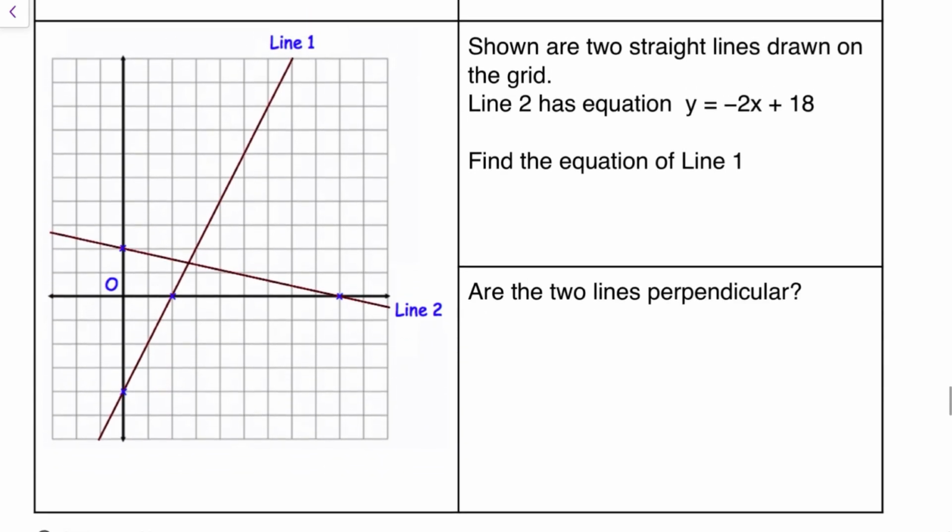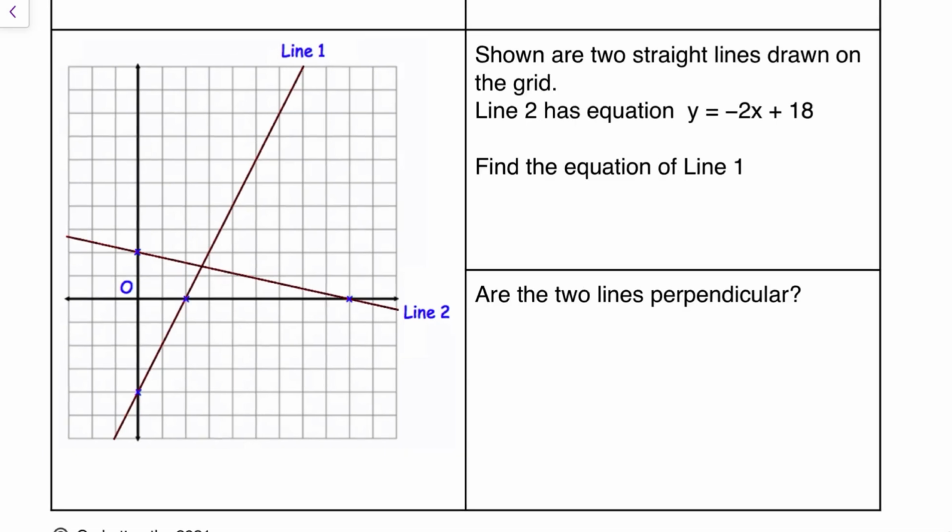Okay, next question. Shown are two straight lines drawn on a grid. Line 2 has an equation. Okay, so we have no values, which means we need to use line 2 to work out the values on the grid. If I think about line 2, what do I know? So for line 2, if x equals 0, y is equal to 18. And if y equals 0, well, x is equal to 9, because minus 2 times 9 is minus 18, plus 18 is 0, so x is equal to 9.